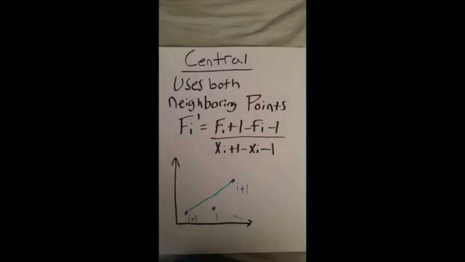The third is central. Central uses both neighboring points. It uses the equation f of i prime is equal to f of i plus 1 minus f of i minus 1, all over x of i plus 1 minus x of i minus 1.